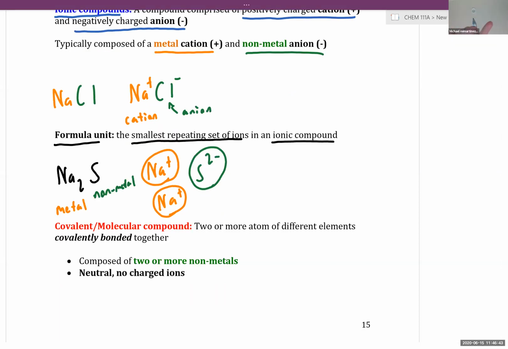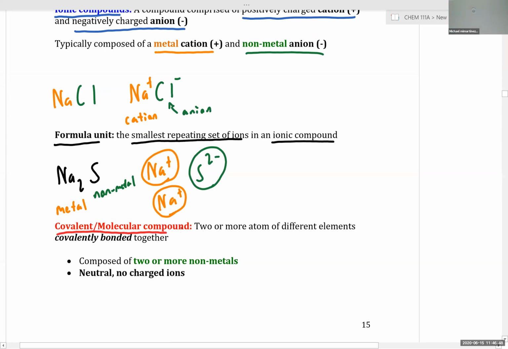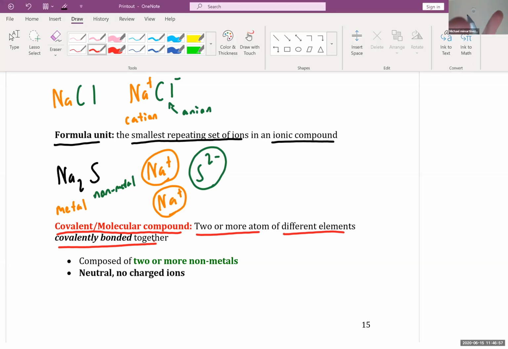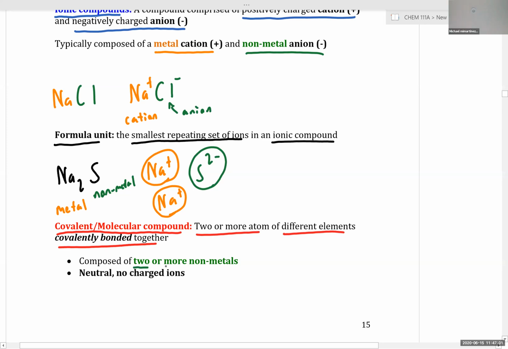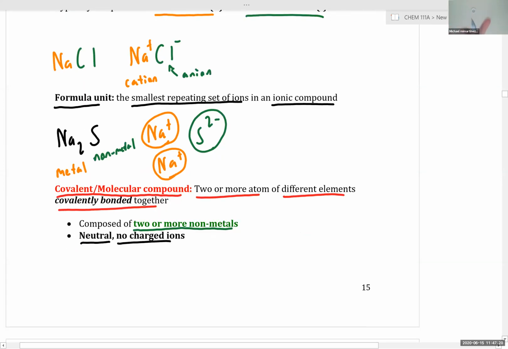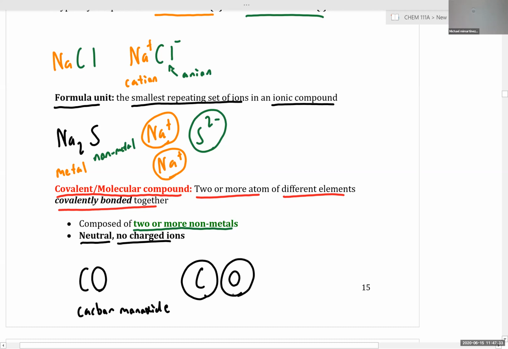The other type of compound that you'll commonly see are covalent or molecular compounds. These consist of 2 or more atoms of different elements covalently bonded together. Covalent or molecular compounds are overwhelmingly composed of 2 or more nonmetals, and most importantly, they are composed of neutral component atoms. So they're neutral with no charged ions. So an example of a covalent or molecular compound would be CO, which is carbon monoxide. And as we notice in this compound, we have 2 atoms of different elements. Now they don't just have to be in a 1-to-1 ratio. We can also have NO2, which has a nitrogen and 2 oxygen atoms. And notice in each case, we have 2 or more non-metals.